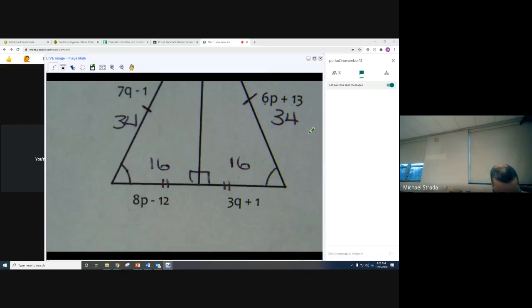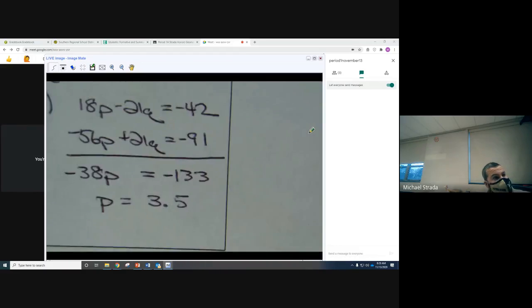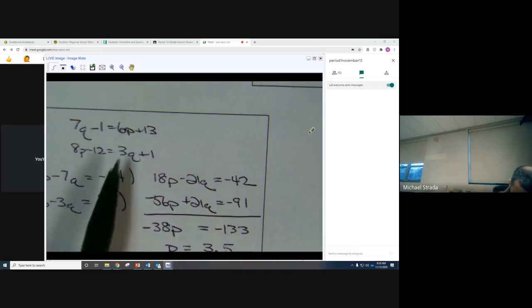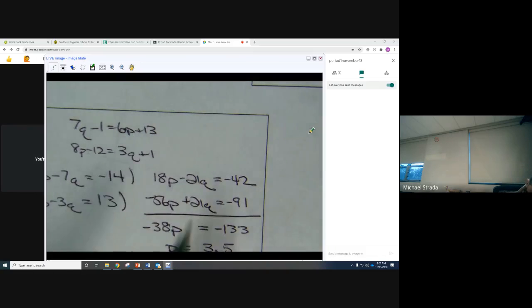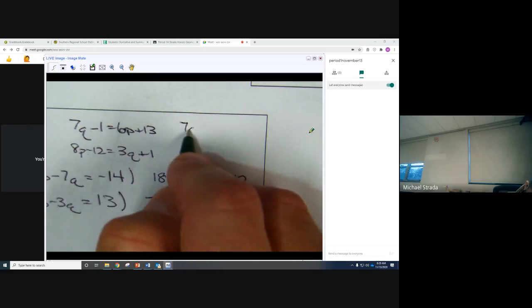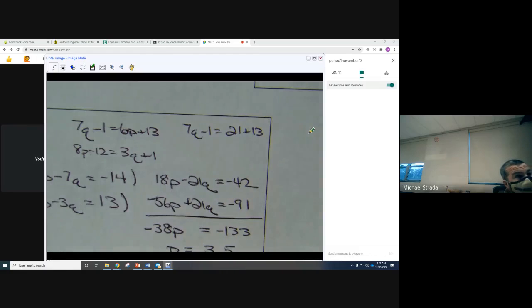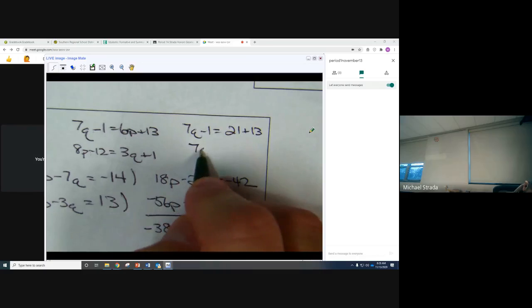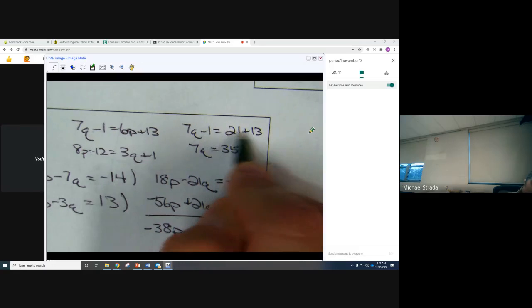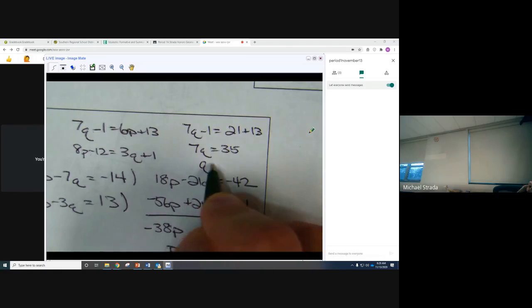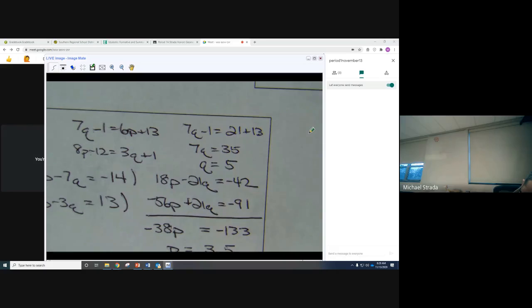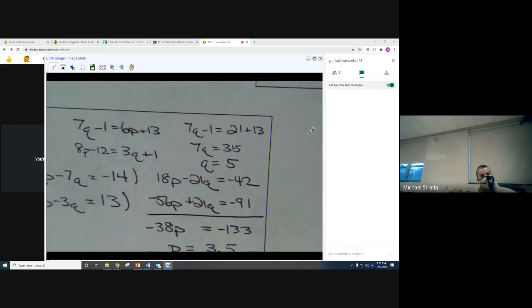For those of you that would rather plug back in, I would go to any one of my original equations up here. So we plug 3.5 into that one. 7q minus 1 equals 21 plus 13. 7q equals 35 because the 21 plus 13 is 34. Add the 1. Divide by 7 and q is 5. And if we plug that in, we get the same value. Okay. All right.